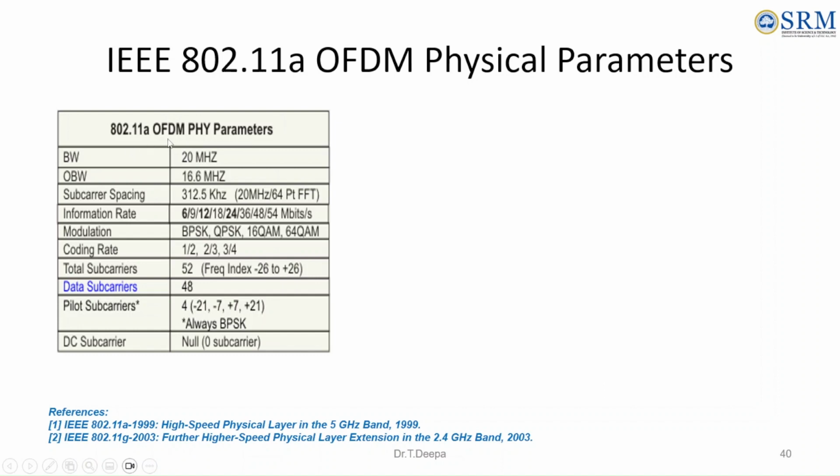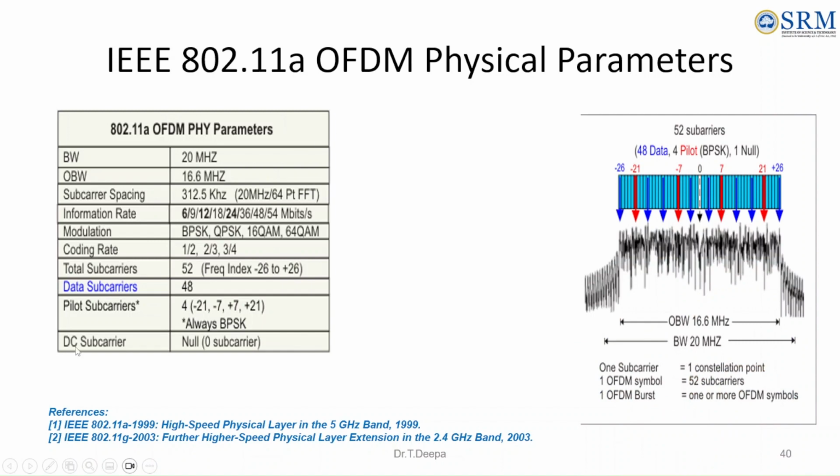Here in 802.11a, N equal to 64 subcarriers are generated, although only 48 subcarriers are used for data transmission. The outer 12 subcarriers are zeroed in order to reduce the adjacent channel interference.